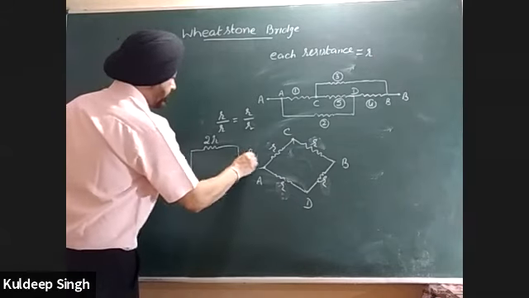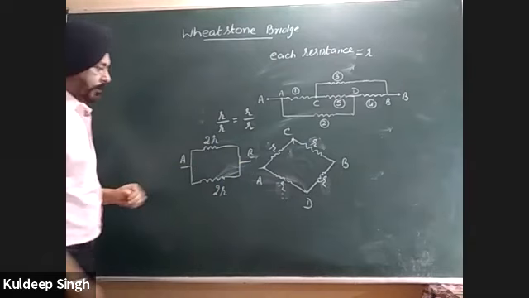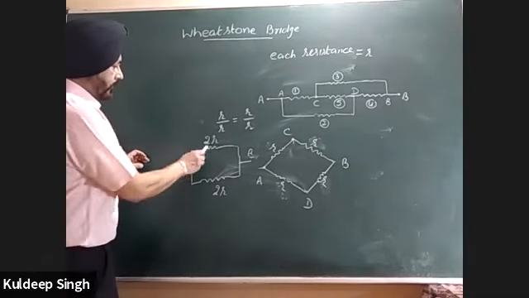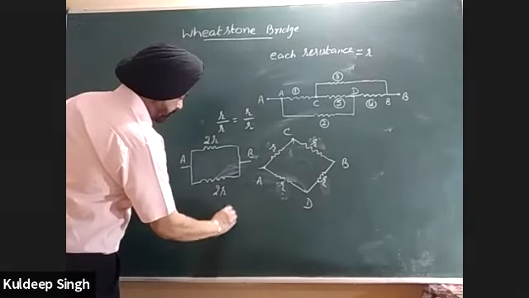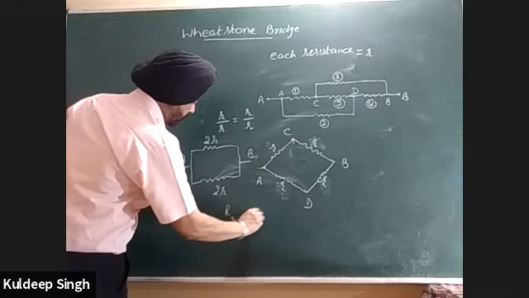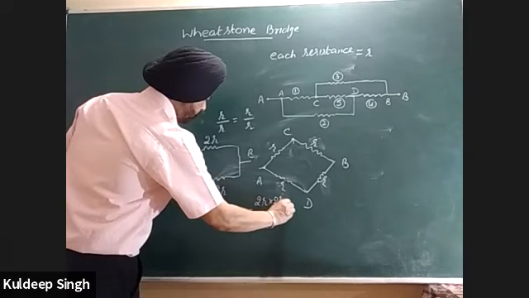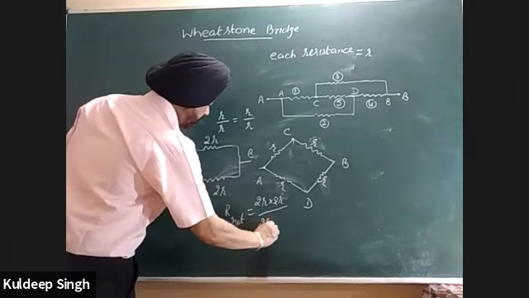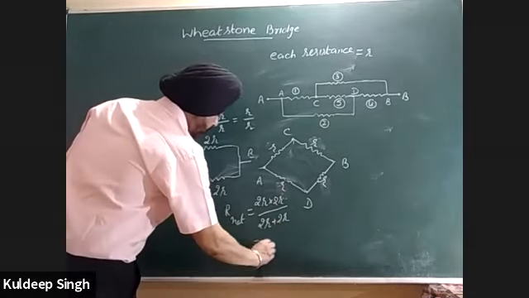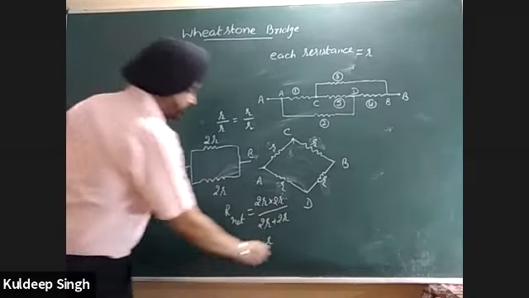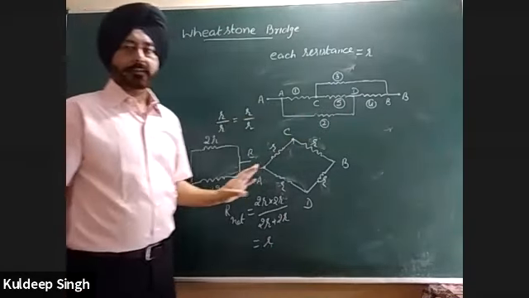So between point A and B, there is a parallel combination. In a parallel combination, you know, R1 into R2 divided by R1 plus R2. Therefore, the net resistance will be equal to R1 multiplied by R2 upon R1 plus R2. Therefore, I have equal to R. So, total resistance between point A and B is R.